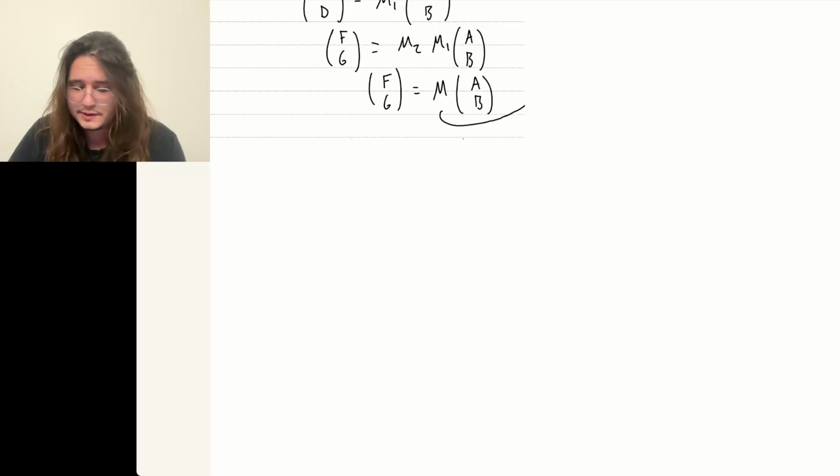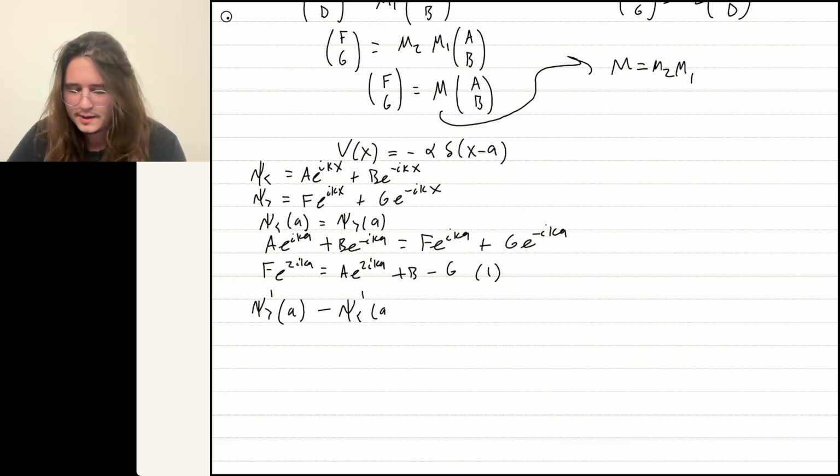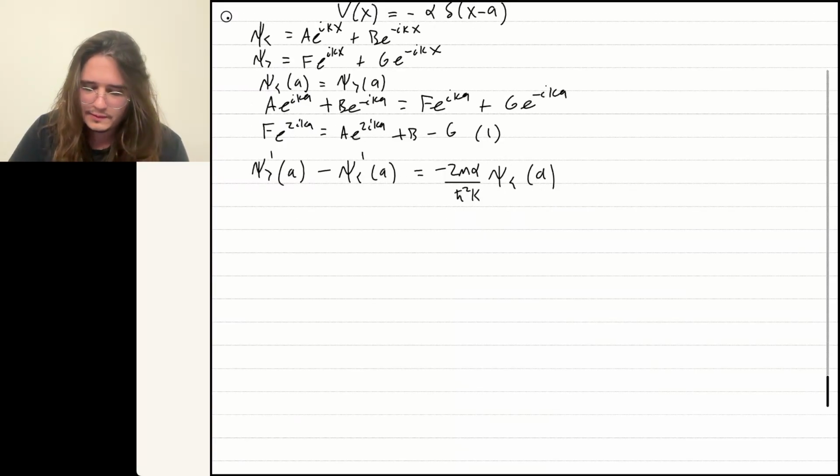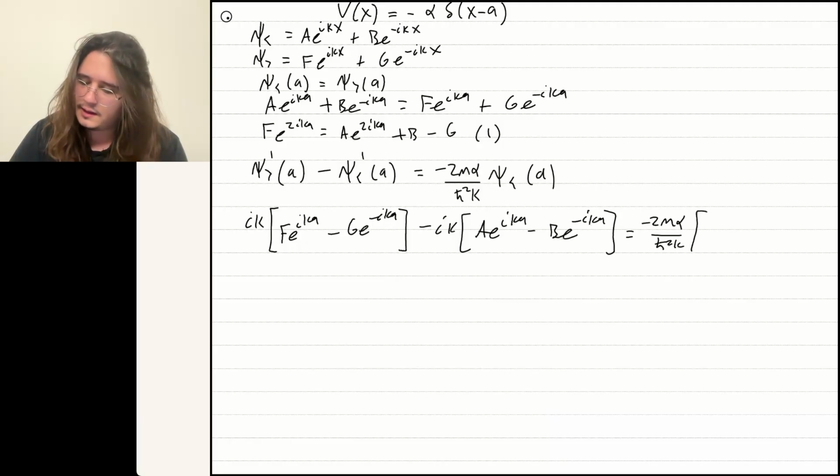The other boundary condition is a discontinuity at the boundary. So it's going to go something like the derivative of psi to the right at a, minus the derivative of psi to the left at a, is going to equal minus 2m alpha over h bar squared times psi to the left at a. That's the discontinuity condition. Just doing the derivatives real quick, we've got ik times f e to the ika minus g e to the minus ika, minus ik a e to the ika minus b e to the minus ika, equals minus 2m alpha over h bar squared k a e to the ika plus b e to the ika.